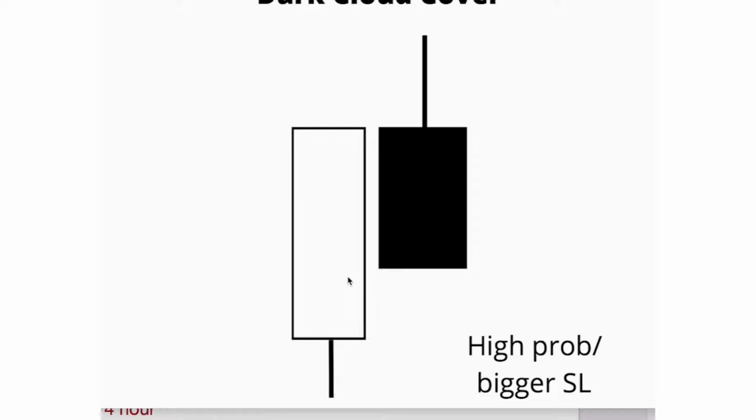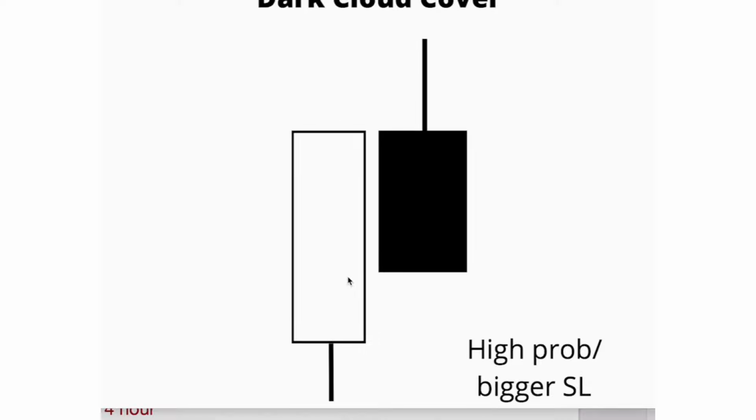The problem with a dark cloud cover, or should I say the attributes of a dark cloud cover, are they have a high probability of success. So whenever you see this sort of pattern, you know that the chances of this being a genuine and a proper reversal are really good.